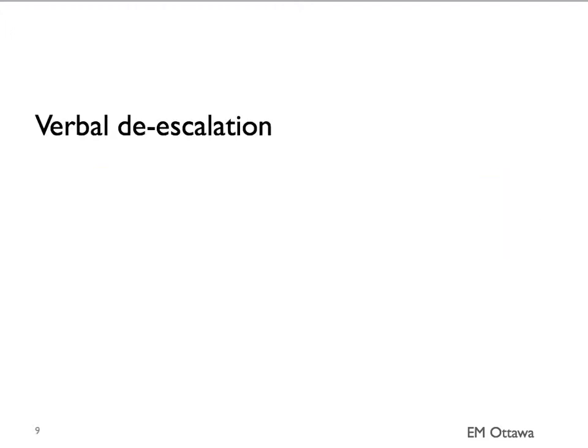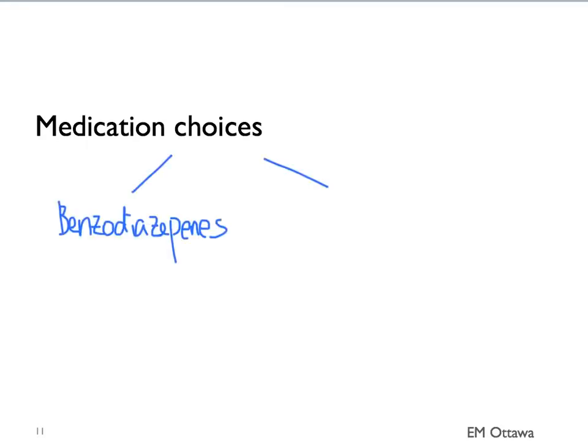Once the patient is in a quiet room, the next step is verbal de-escalation. That means speaking to the patient in a calm manner. In some cases, verbal de-escalation and a quiet room itself is enough to calm the patient down. If the patient does not calm down, then the patient needs a chemical sedation. There are different medication choices for sedation. It consists of benzodiazepines and short-acting antipsychotics.